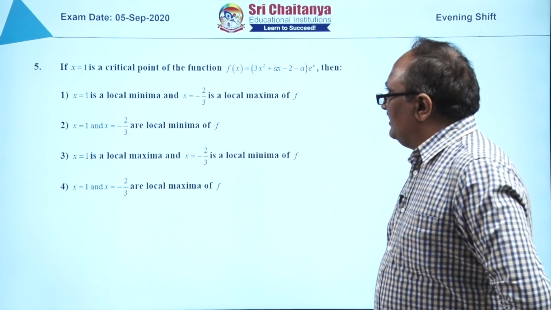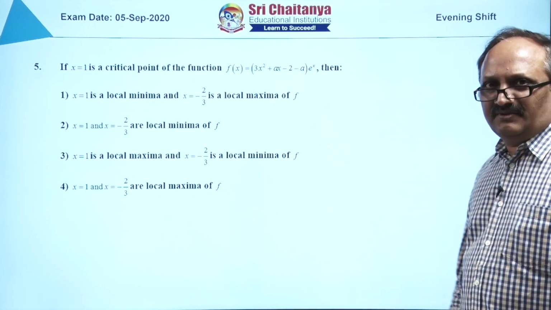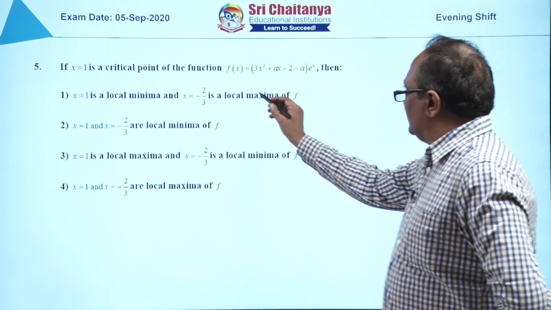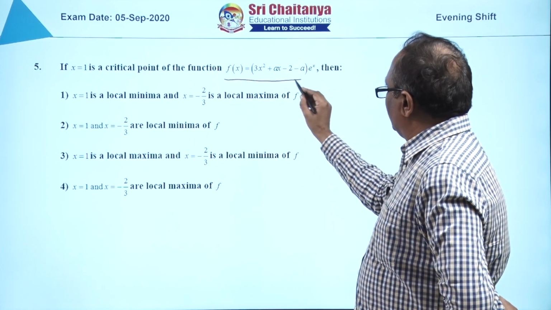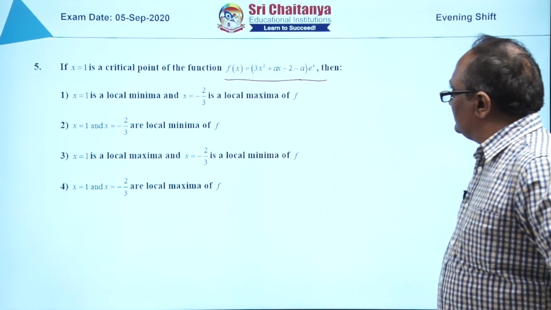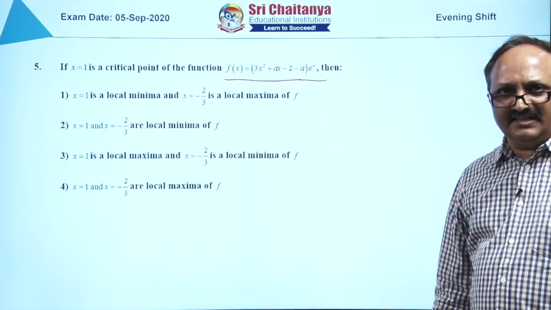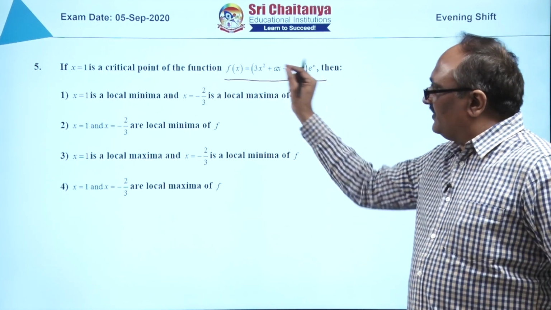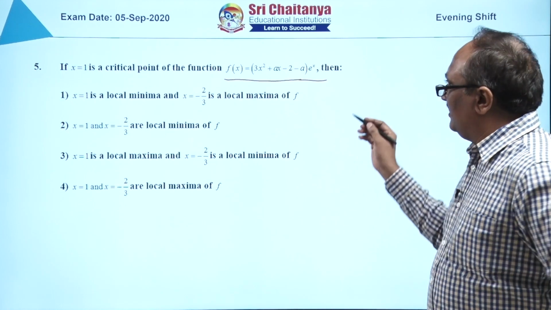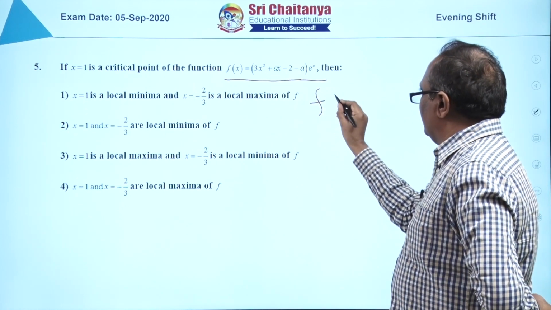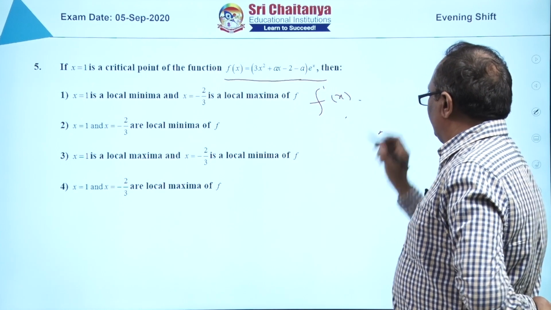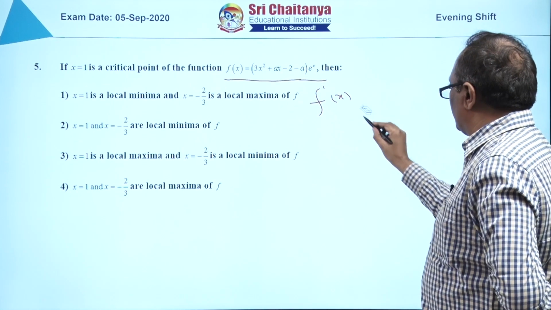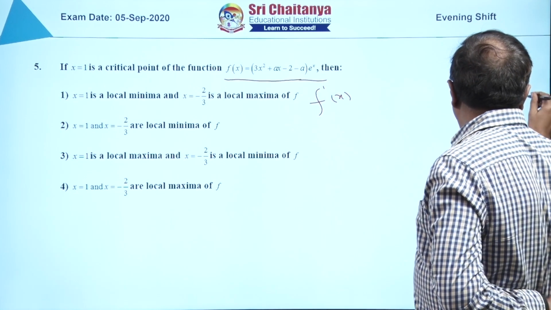Coming to fifth question, it is a problem based on local maxima and local minima. The function is given: x equal to 1 is a critical point of the function f of x equal to 3x square plus ax minus 2 minus a into e power x. Since x equal to 1 is a critical point, we have to calculate f dash x at that point. That means f dash 1 must be equal to 0. If you calculate f dash x for this function, it is a product of two functions given for us.